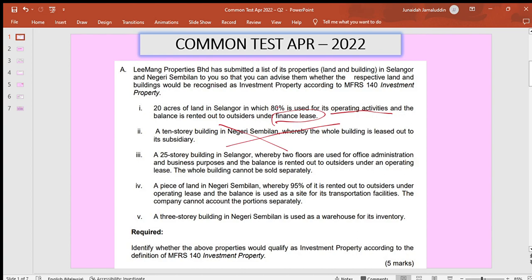Basically this land does not meet the definition of investment property, because it is used for operating activities. In addition, the land is rented out under finance lease. If the property is rented out under finance lease, it is not an investment property. So for property number 1, it is non-investment property. You can just write non-investment property.